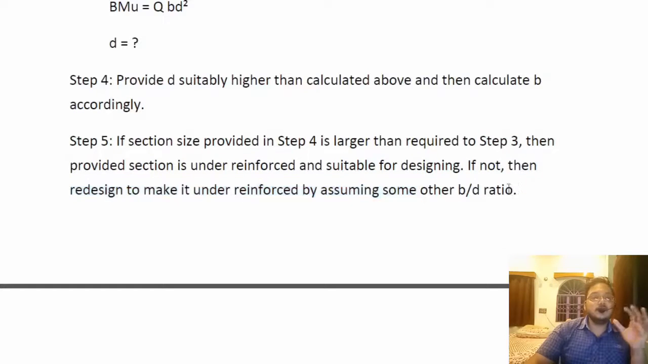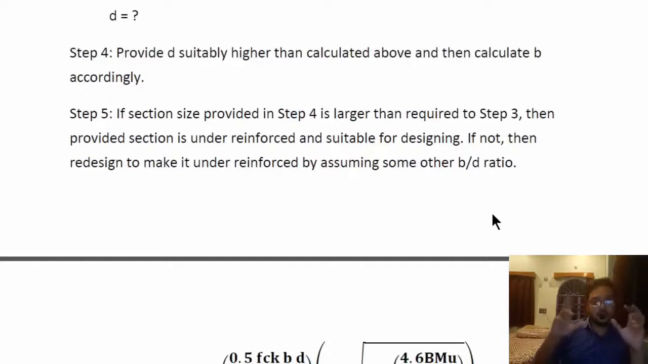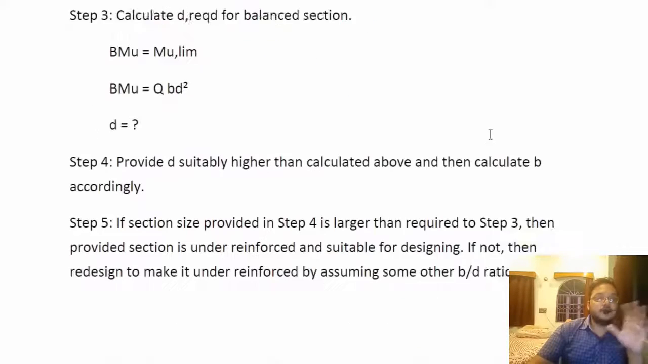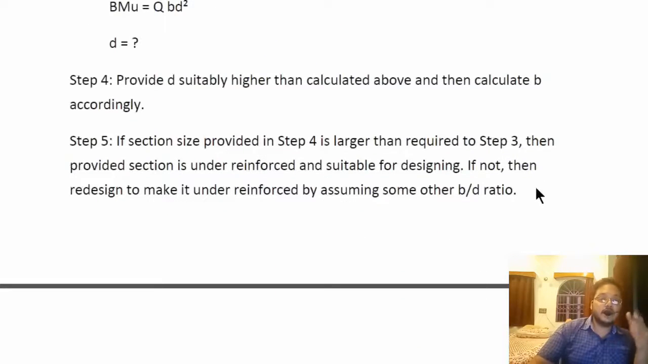So if it is not, then we have to assume some other B to D ratio and redesign it. So this is somewhat time-consuming. Therefore, I said that most competitive exams set the question in such a way that if you assume a B by T ratio of 0.5, it will give you the result in only one step. You need not change the B by T ratio again when you reach the later steps.